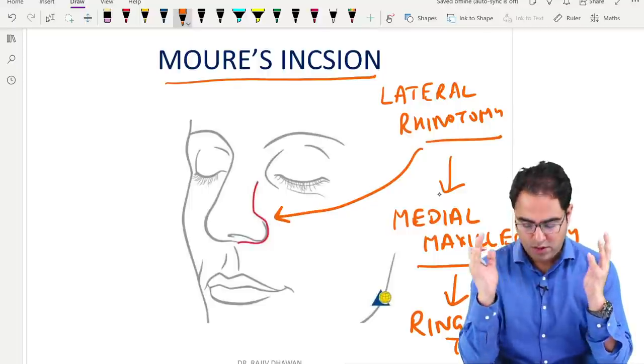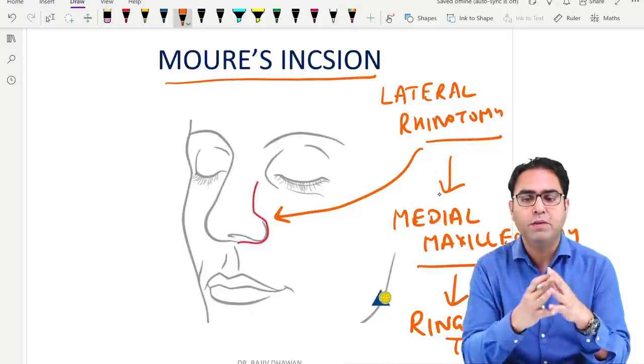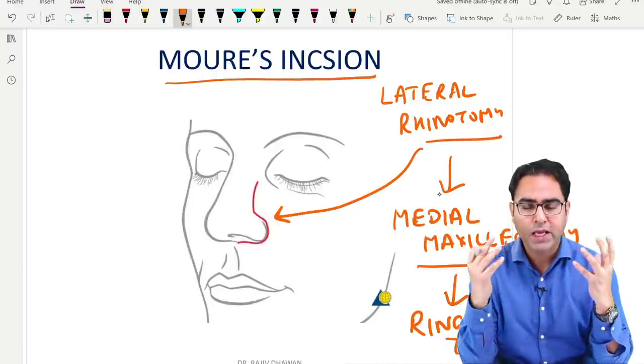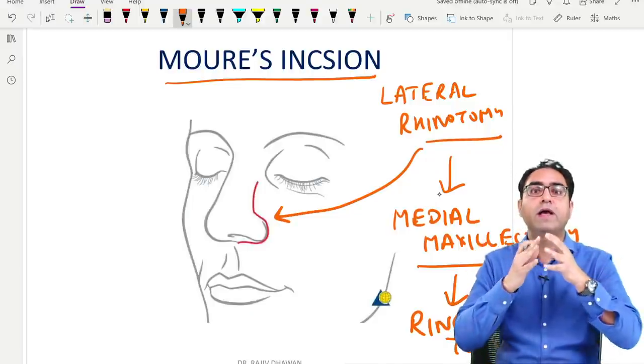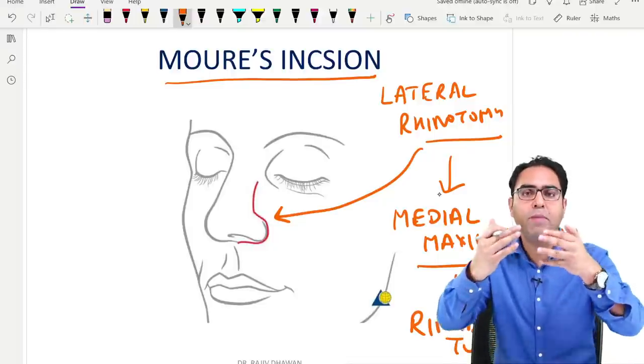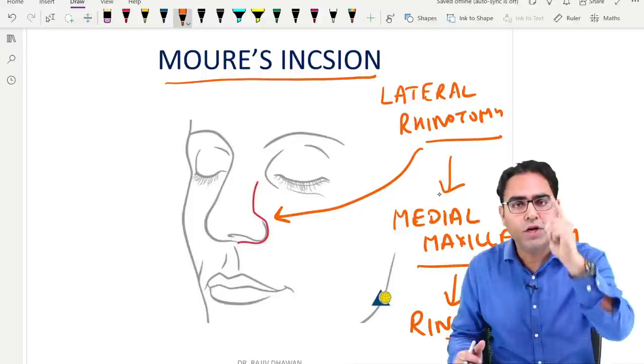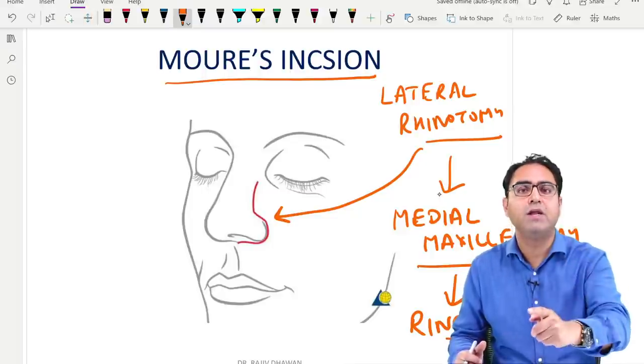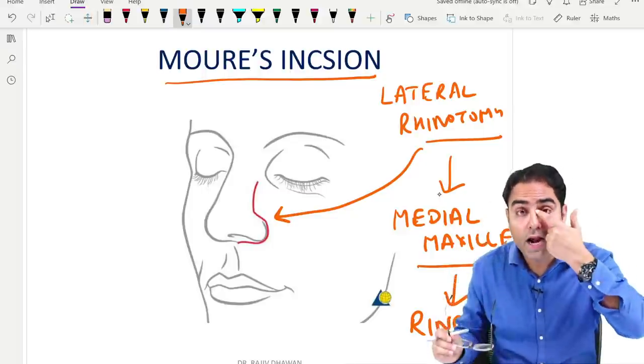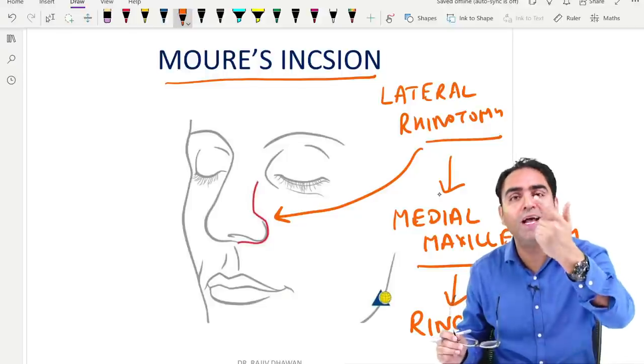Ringett's tumor is also called inverted papilloma of nose. It's an aggressive tumor, so you have to remove some part of the lateral wall of nose also. Why? Because the site of origin of Ringett's tumor is the lateral wall of nose. Lateral wall of nose is equal to medial wall of maxilla.